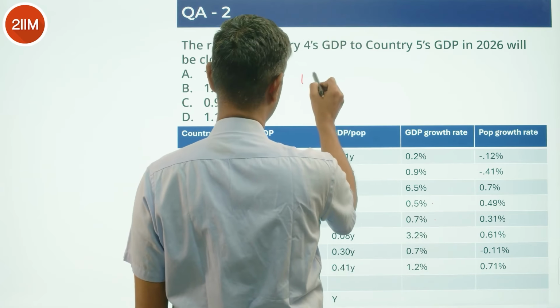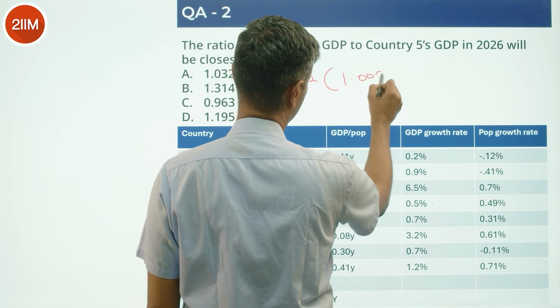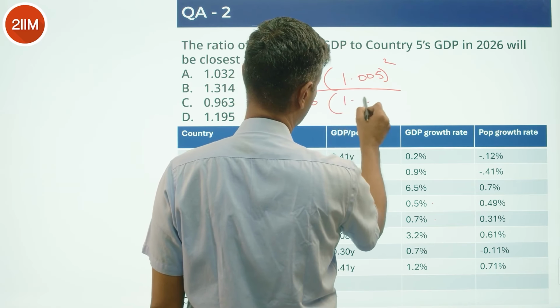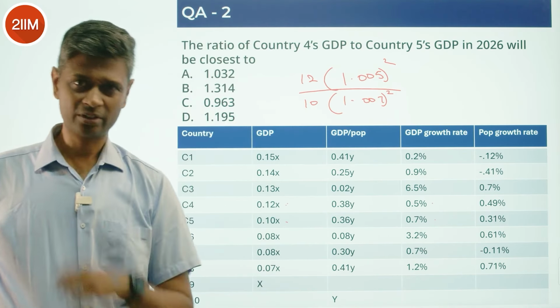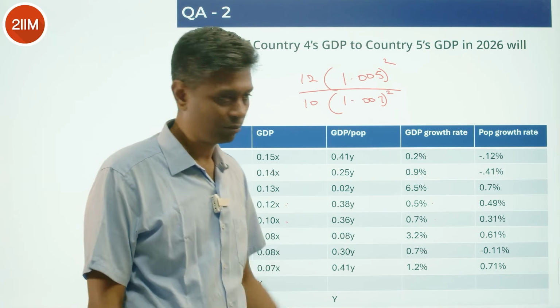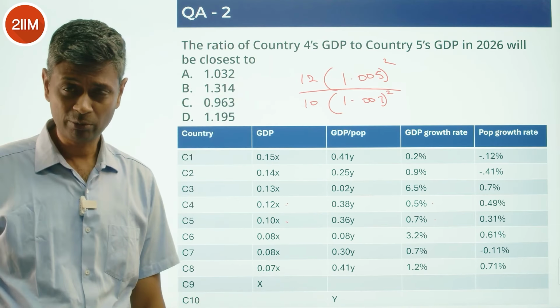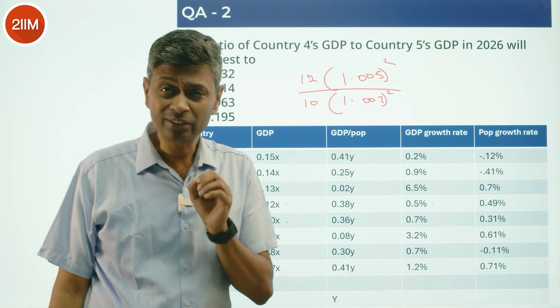So I'm thinking about 12 into 1.005 whole square by 10 into 1.007 whole square. Just like how we would do compound interest. 0.5%, 0.7%. Right? So 12 by 10 is 1.2. I'm looking at an answer very close to 1.2. These two are very linked. I'm looking at an answer close to 1.2.